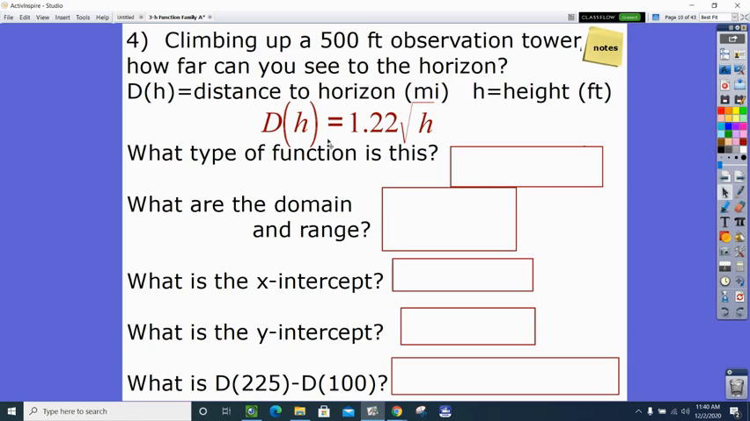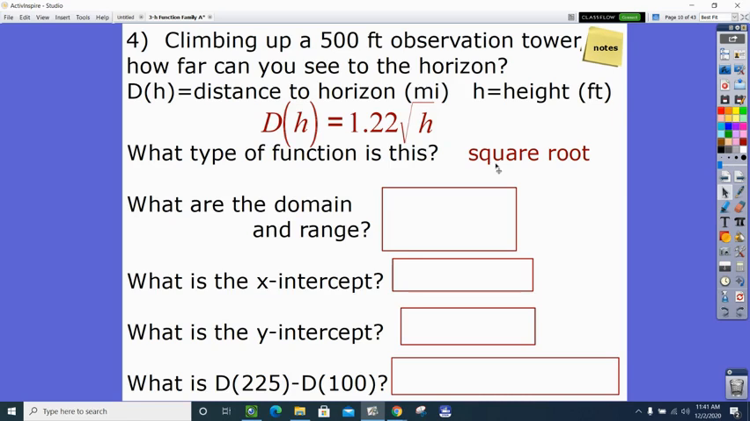And I'm going to, again, give you this function rule. We will not write this one this year, but your distance that you can see to the horizon will equal 1.22 times the square root of the height that you are off the ground. And this is true. So what type of function, what function family would this be? And did you say square root?